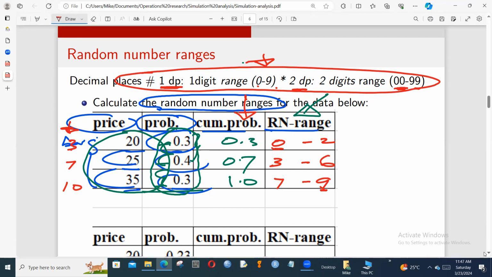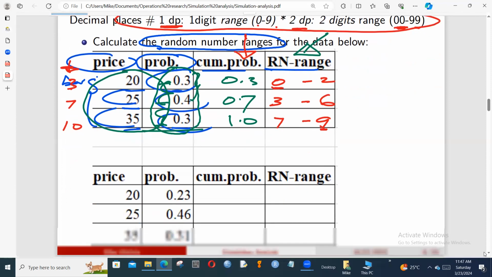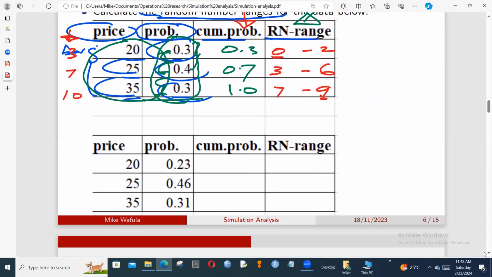So maybe we look at that, then we see whether there's somebody with a question or a query to ask. Now again, I've used just the same variable price and the same 3 outcomes, but I've changed the probabilities. Let's say this is 0.23, this is 0.46, this is 0.31. I assume that these ones add up to 1 as well.